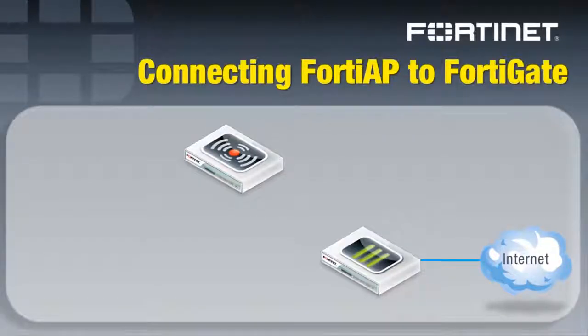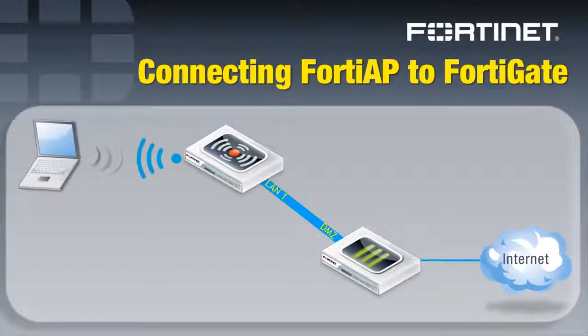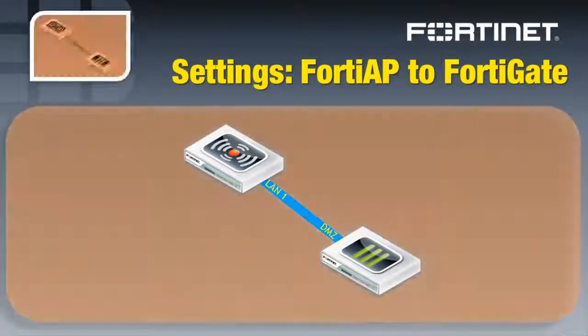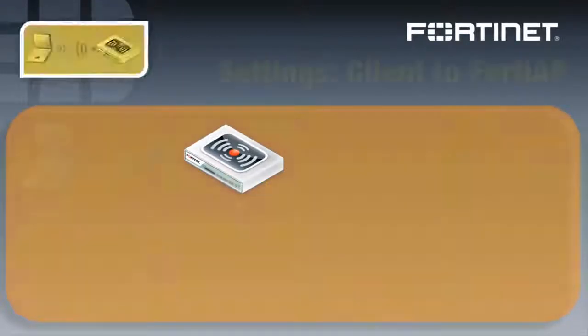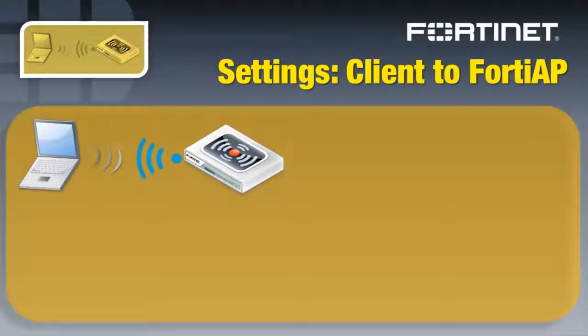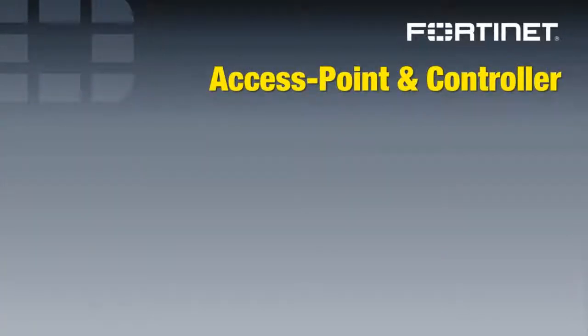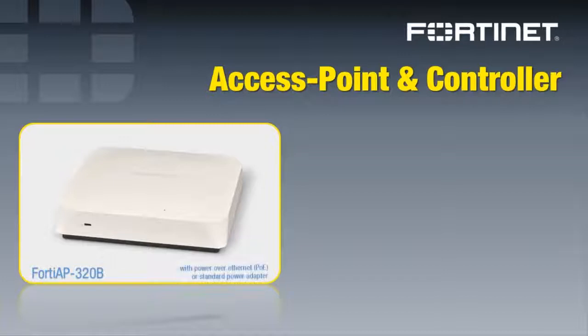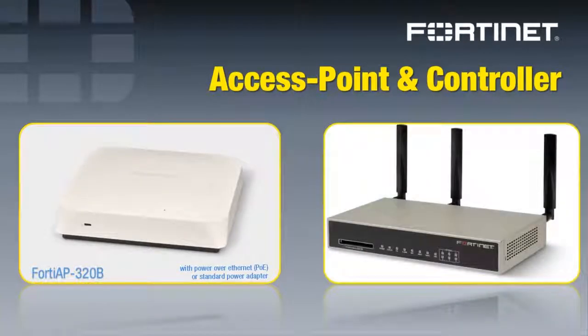In this video, we'll demonstrate how to connect a wireless access point to a controller and enable wireless internet access. We'll describe the basic FortiAP to FortiGate connection settings and the settings for the FortiAP to Wi-Fi client connection. The access point we're using is the FortiAP Model 320B, and the controller is a FortiGate, the FortiWi-Fi ADCM model.